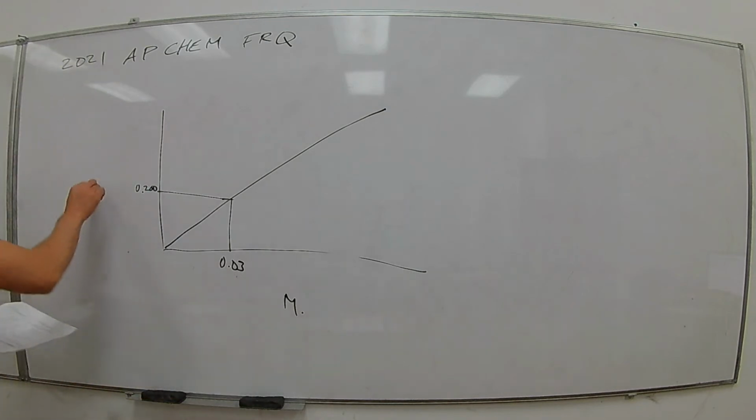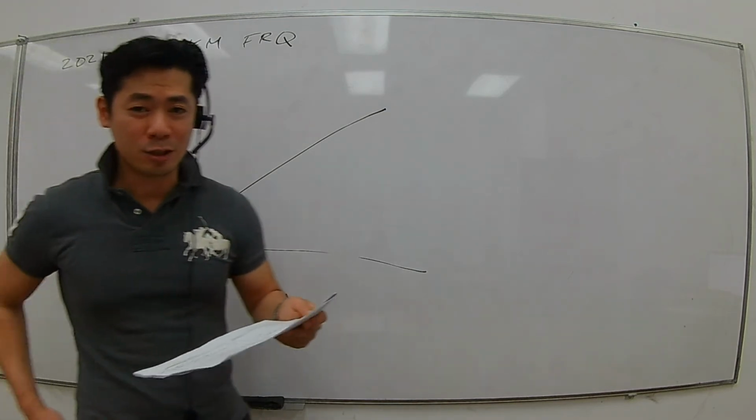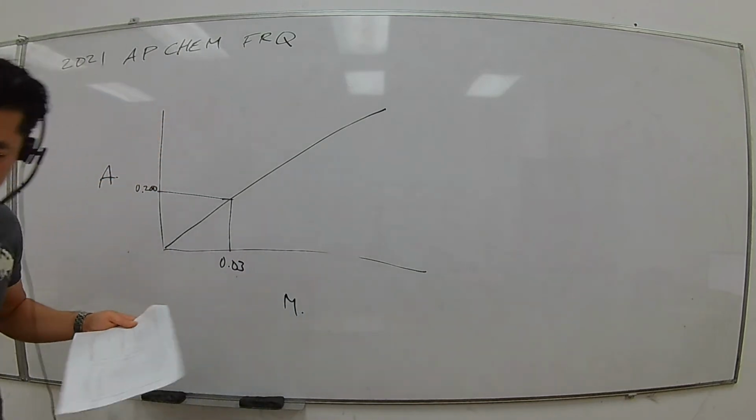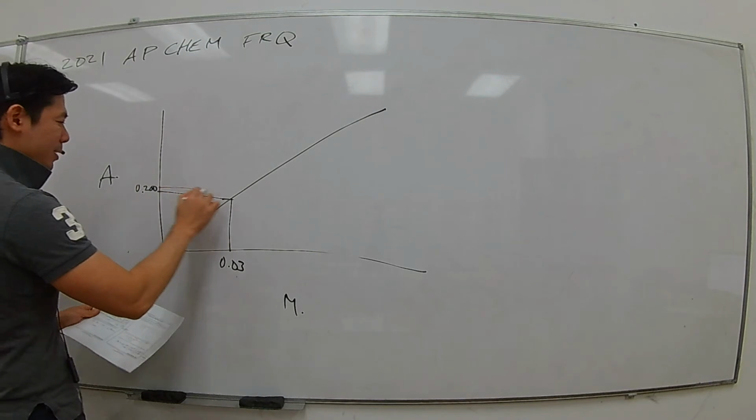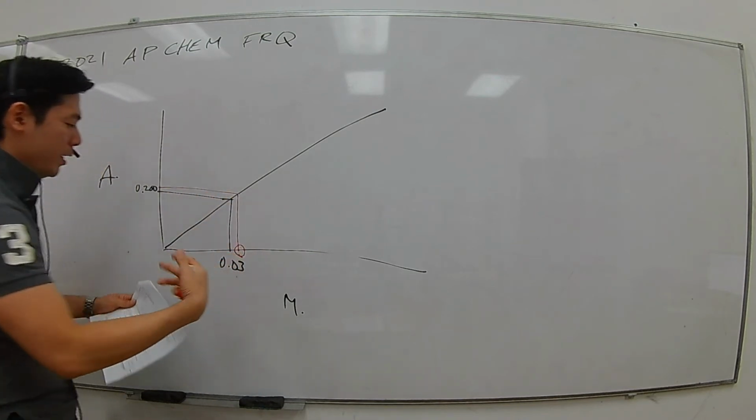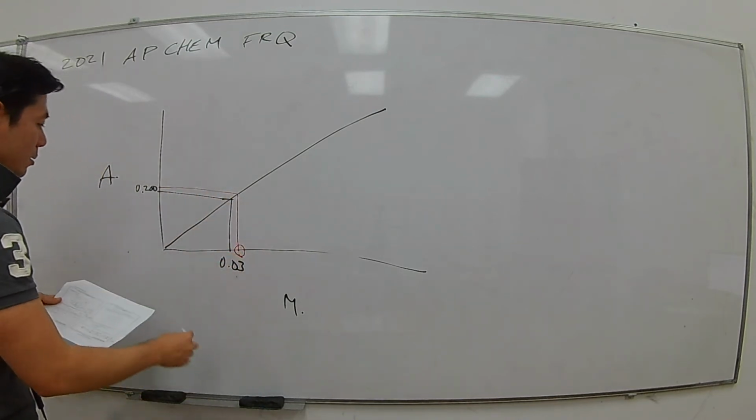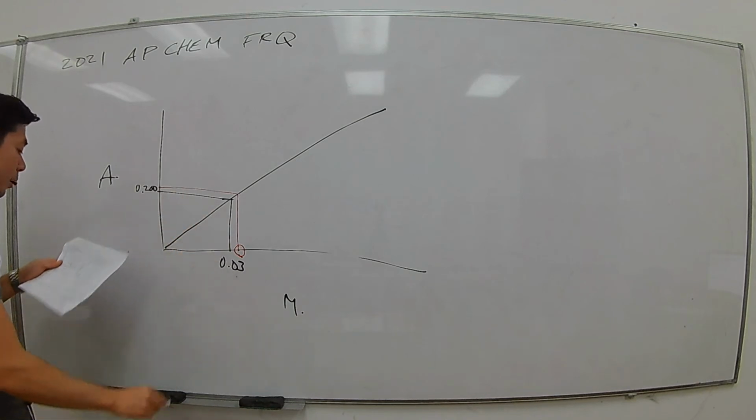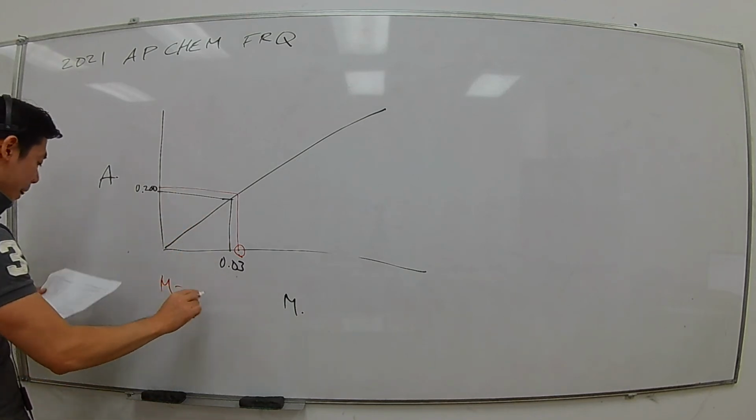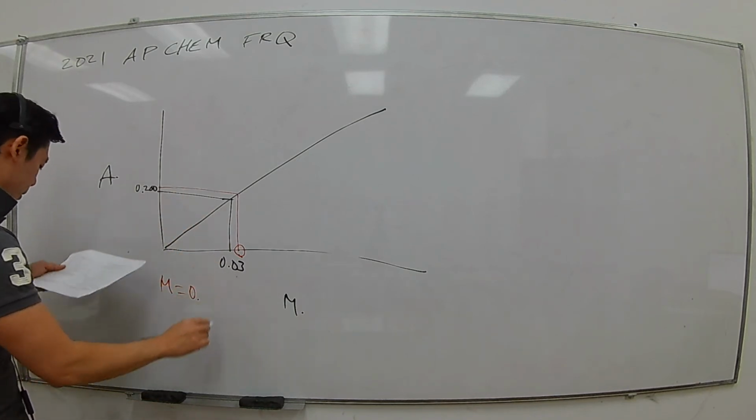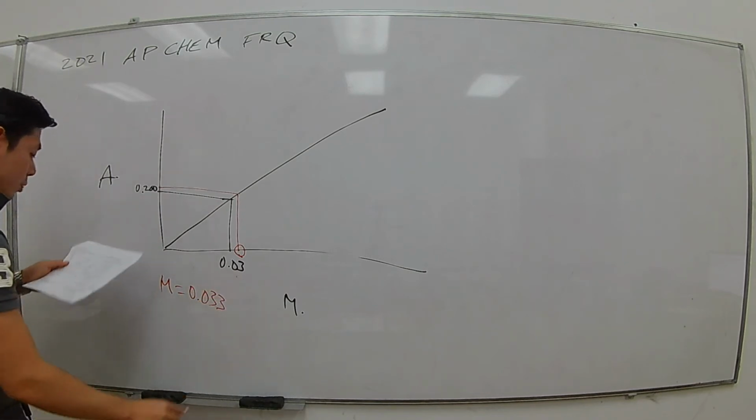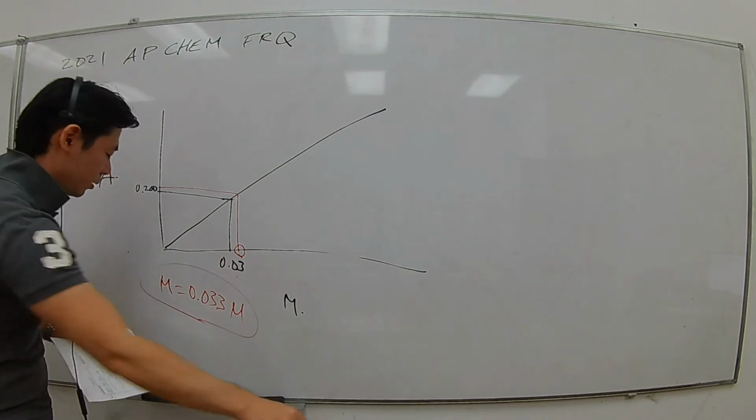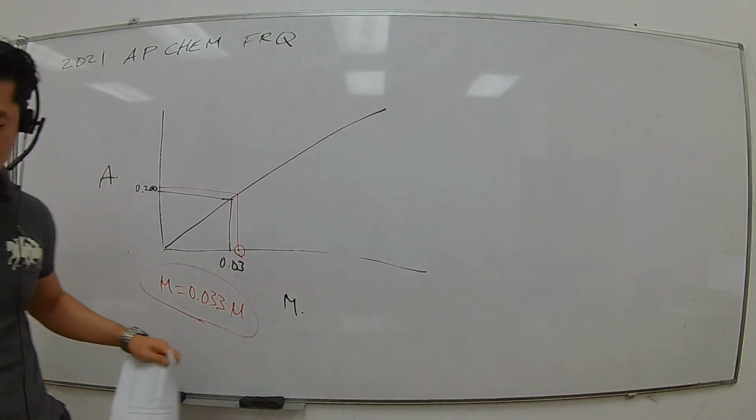This is the molarity here, and this is absorbency. One of the ways you can do this is to estimate where this value will be. It's a little bit higher than that. So you can estimate what this value is based on the graph, and say that based on the estimation from the graph, the molarity they're referring to is around 0.033 molar concentration.